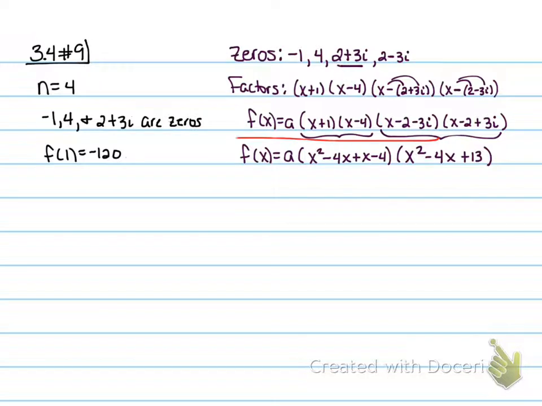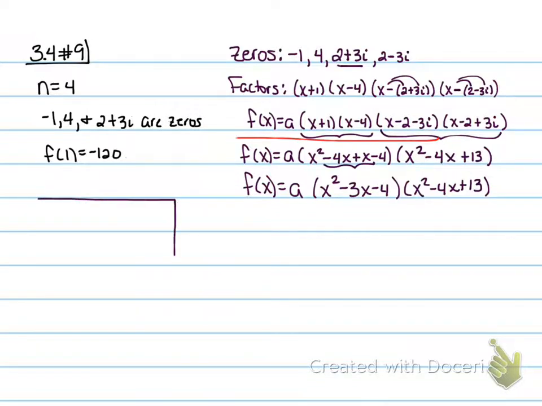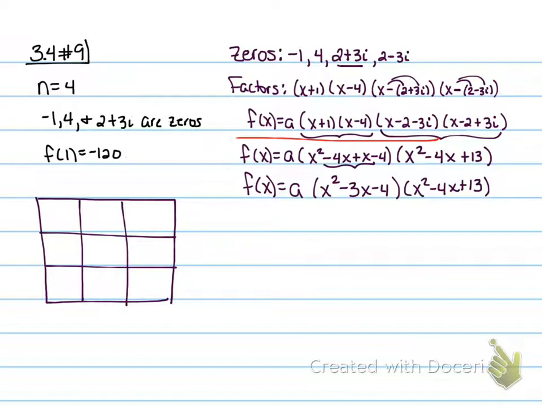But first, I'm going to go ahead and simplify this one more step here, because we do have like terms right there. So the first factor is x squared minus 3x minus 4, and the second one is x squared minus 4x plus 13. Alright, so I'm going to set up my Punnett square here. 3 rows, 3 columns. Okay, I put one of them going across the top. So I'm going to do x squared minus 3x minus 4 up here. I'm going to do my x squared minus 4x plus 13 on the side.